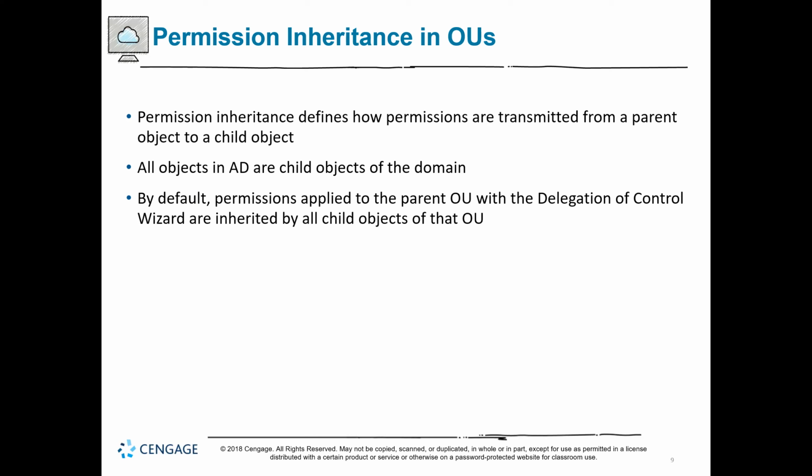I've seen a lot of questions on that. They ask, how are permissions inherited? And this is exactly what you're going to answer. They are inherited. They are applied to parent objects with parent OU within the delegation control wizard, and they are inherited by child objects.